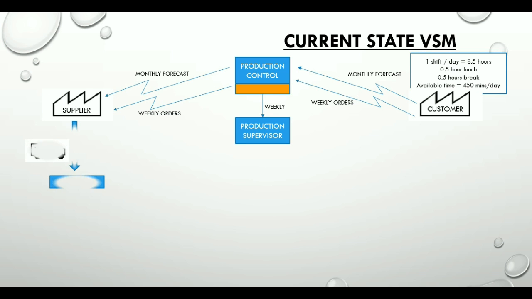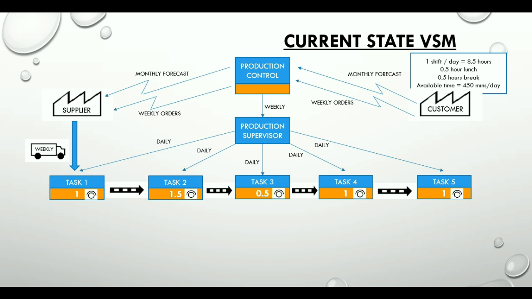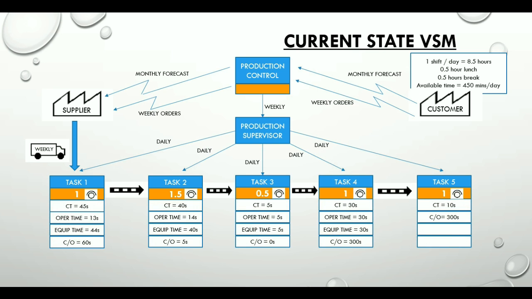Supplier sends a weekly shipment of raw material to the production unit where manufacturing is being done. Production supervisor does a daily manual monitoring of the different tasks or steps involved in converting the raw material to a finished product to be shipped to the customer. Number of operators required for every task is also shown here. We can also map how the material is being pushed from one process to the other through the stream. There is a data box for every task which captures information like cycle time, operator time, equipment time, changeover time, etc.